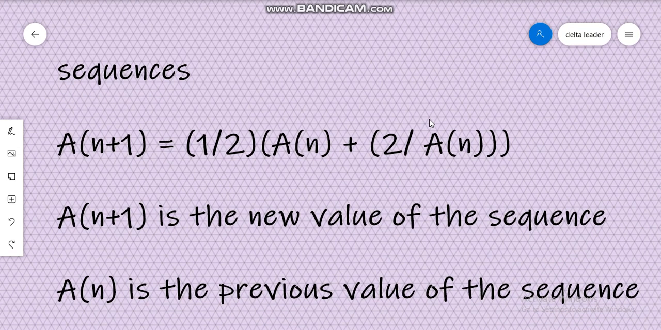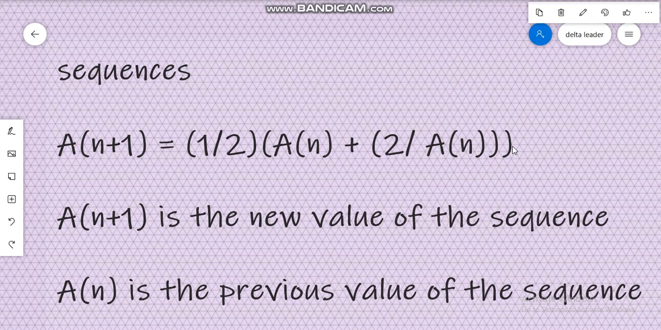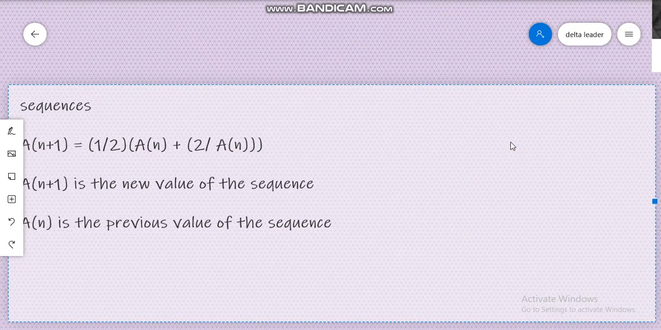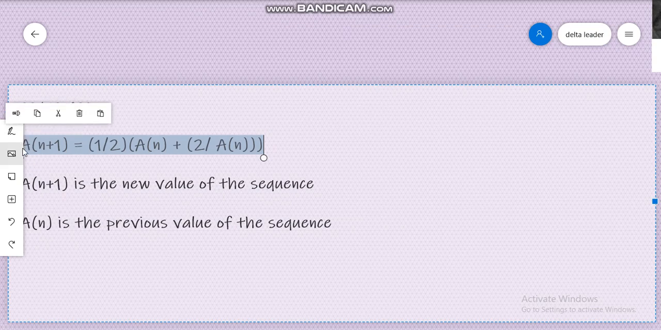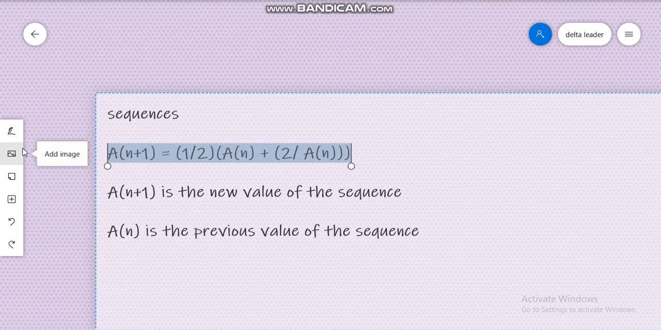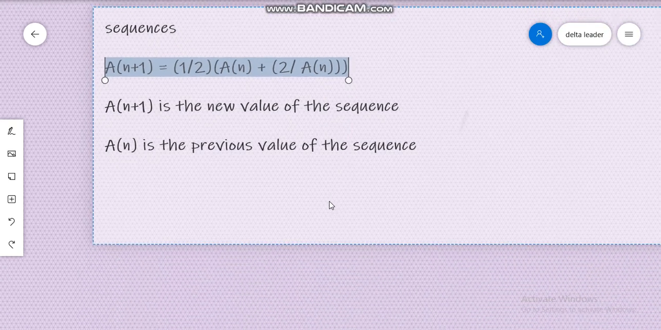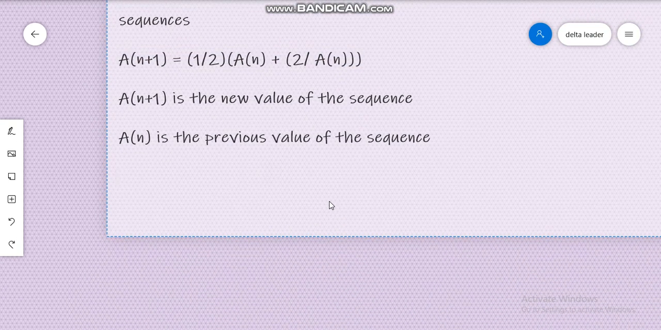This is the formula of Sir Isaac Newton. The formula is here: a_(n+1) is equal to half of a_n plus 2 over a_n. Let's call our sequence root.